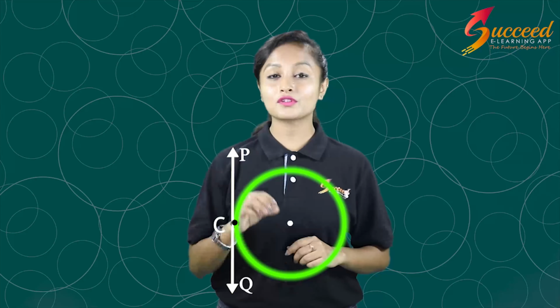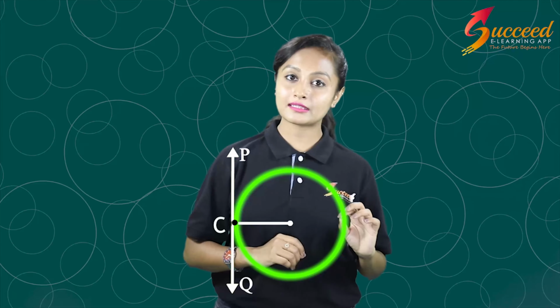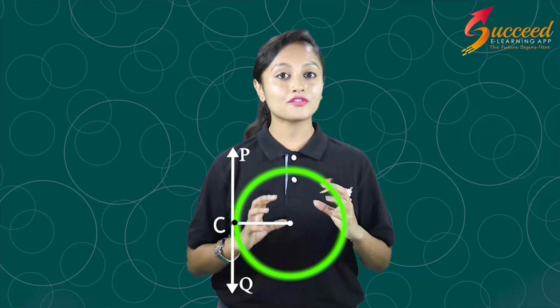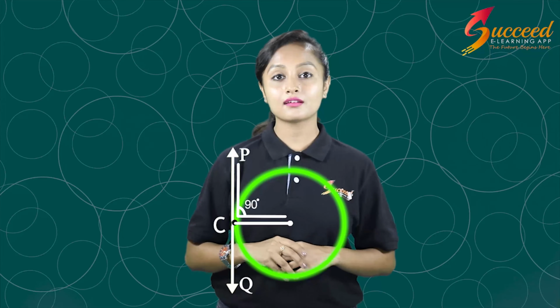Draw the radius from the center of the circle in such a way that it is perpendicular to the tangent, and make sure it touches the point C. Now, if you observe, the angle is 90 degrees.